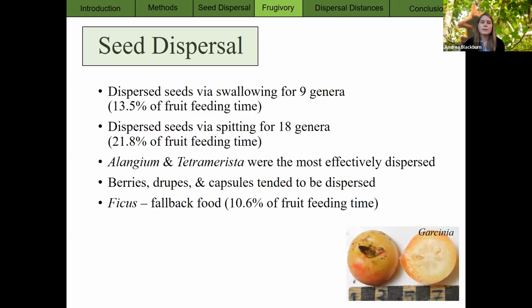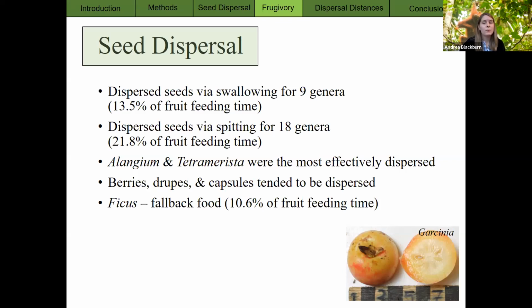So overall, seed swallowing was the orangutans' predominant seed handling behavior for 9 genera, accounting for about 13.5% of their total time spent feeding on fruit. Seed spitting was more common than seed swallowing, and they spat seeds for 18 genera, about 22% of their fruit feeding time. When compared to other apes, orangutans disperse seeds relatively less frequently, in only about 72% of fecal samples, and orangutans seem to be engaging in seed dispersal via seed spitting, which is observed less frequently in the other apes.